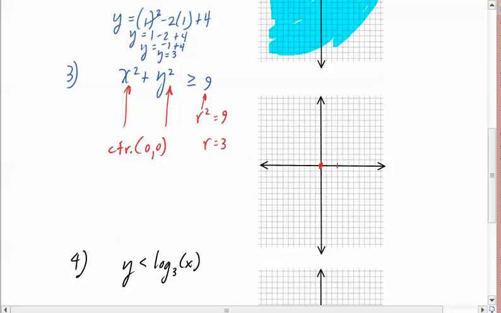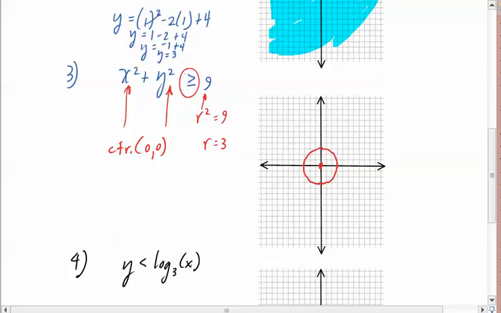I'm going to go out 3 in every direction. Looks like my graph paper here is a little bit oblong, but we'll just go with it. It's a little bit wider than it is tall. There's my circle. Now, I went ahead and made it solid. This is a solid line because it's or equal to.